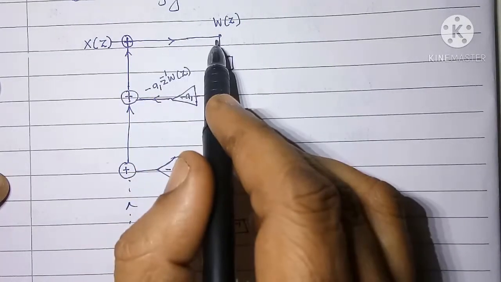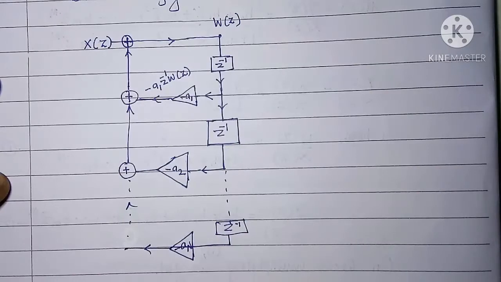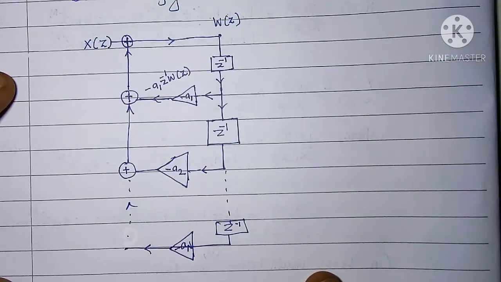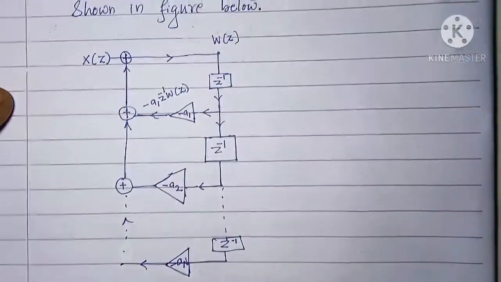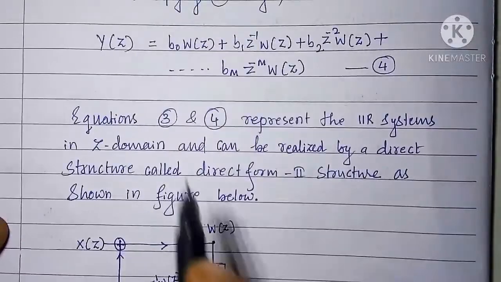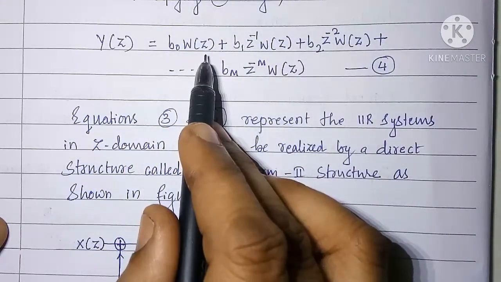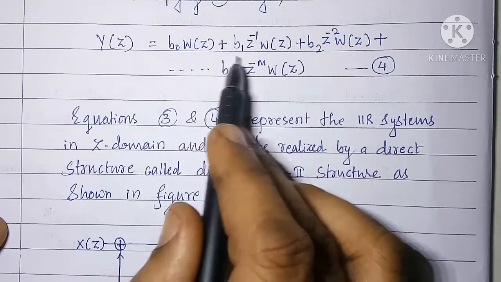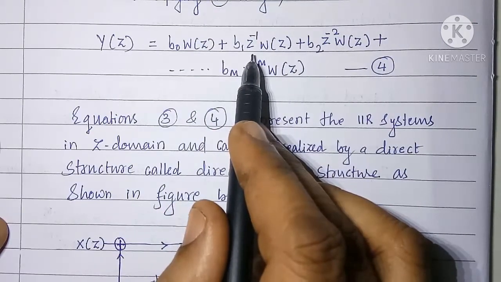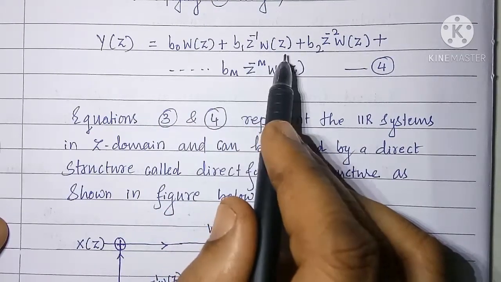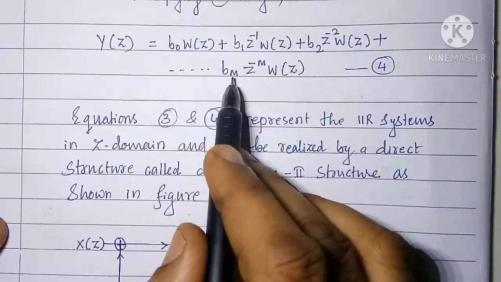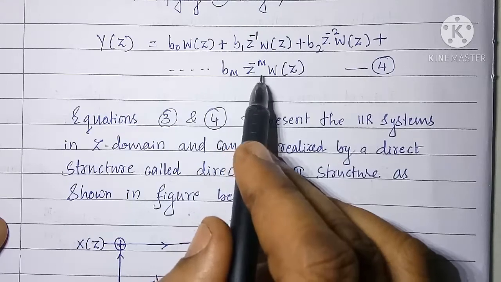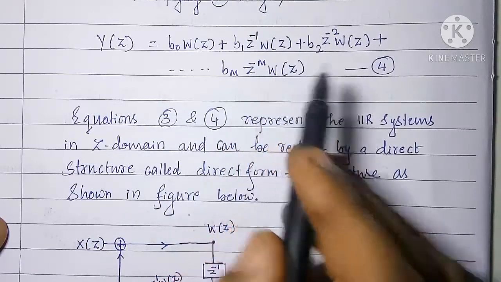And I will join this line to W of Z. Next, for getting Y of Z, I have to make use of W of Z. You can see the equation here. Y of Z is B0 into W of Z plus B1 into Z raised to minus 1 W of Z plus B2 into Z raised to minus 2 W of Z plus and so on up to Bm Z raised to minus M into W of Z.